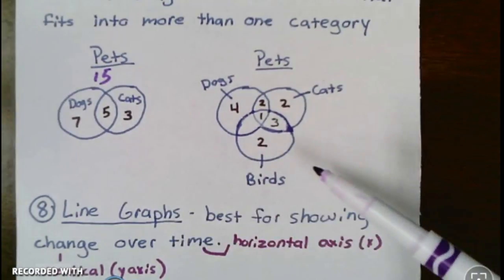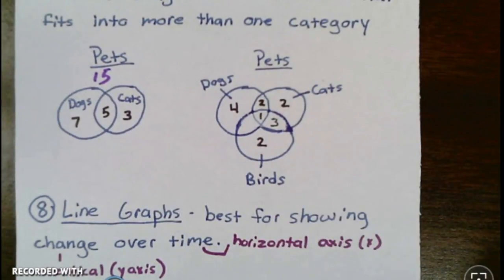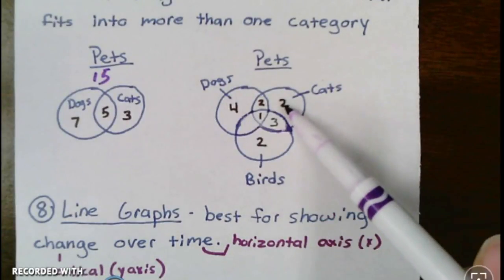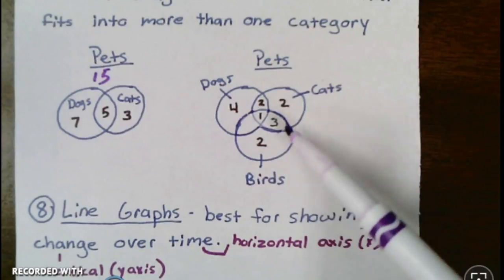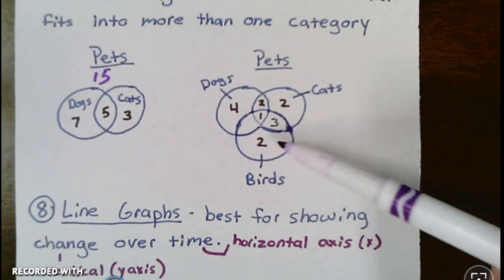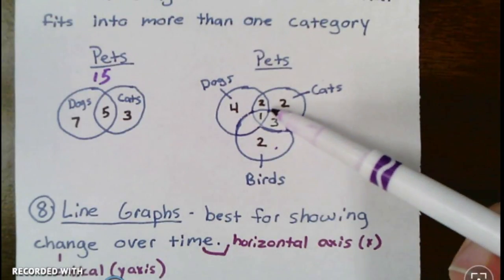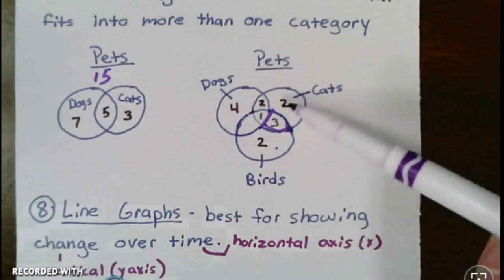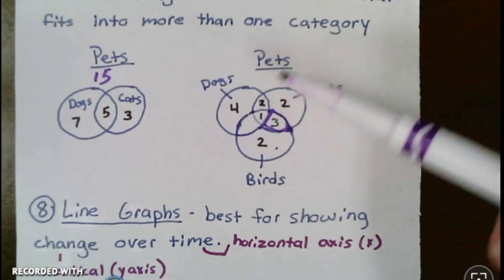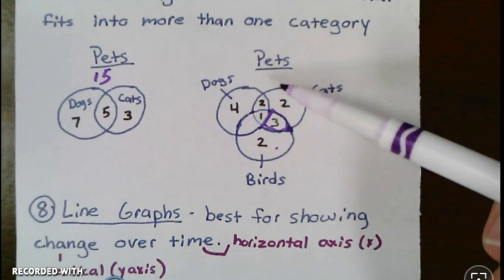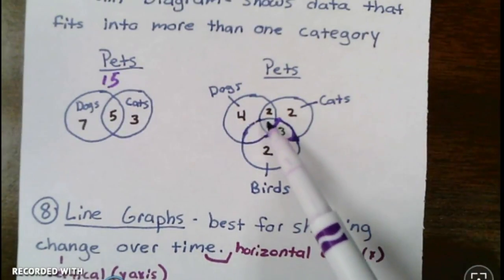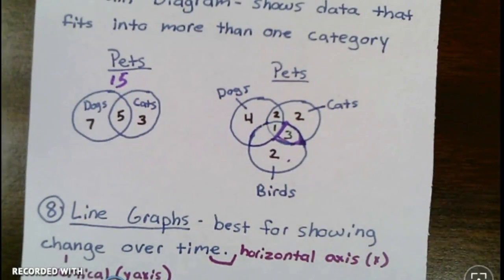You can use a Venn diagram to show 3 options too. In this case, I've got dogs, cats, and birds. 4 have just dogs, 2 have just cats, 2 have just birds. 3 people have birds and cats. See how this spot right here is in both of these circles? So that means they have birds and cats. This 2 means 2 have dogs and cats. 1 has all 3 because it is in all 3 spots.